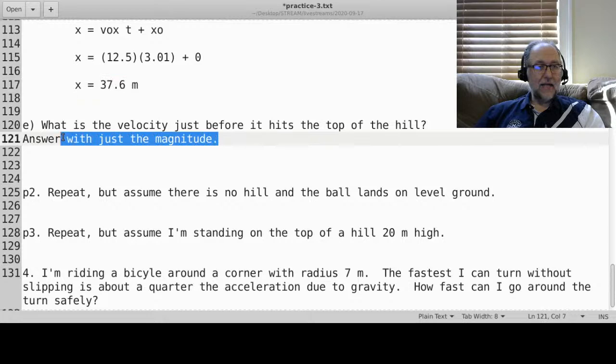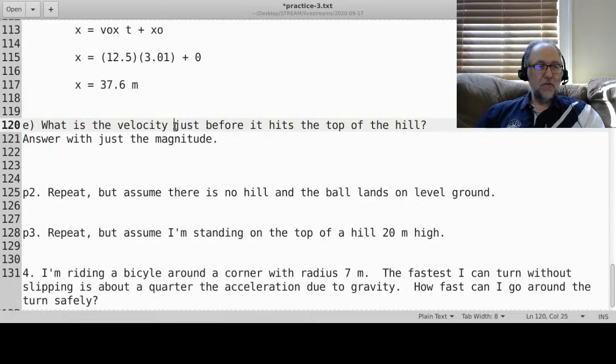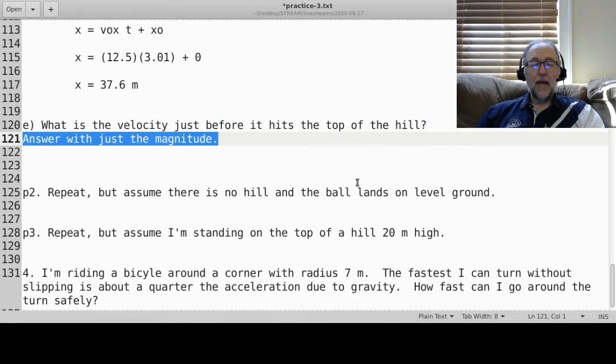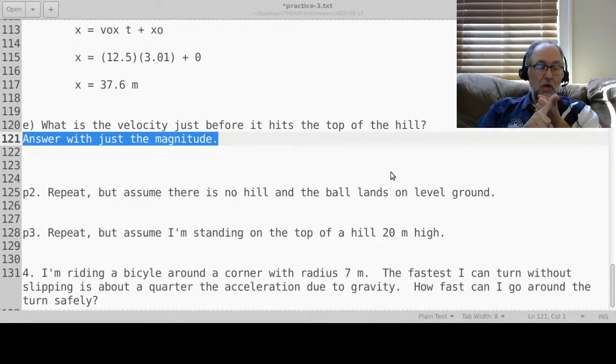And finally, I ask, what's the velocity? And here I was very clear, just before it hits the top of the hill. Okay, so Vy is not 0. And when you do that, you're going to get a Vx and a Vy. And so I asked for just the magnitude. Now the reason I did that is because as soon as you hear magnitude and direction, you're talking polar.